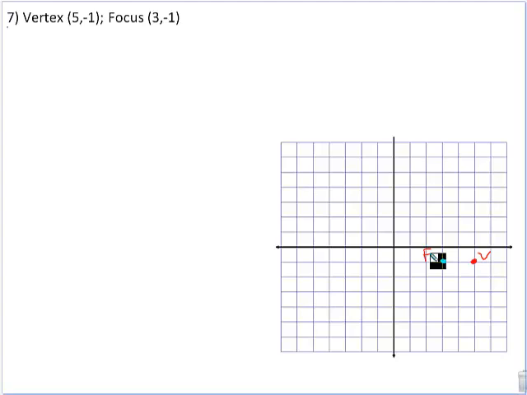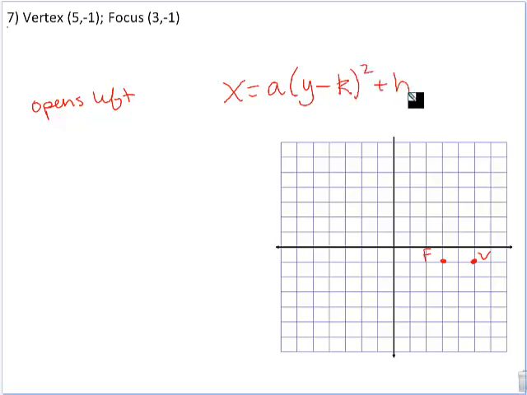Which way is it going to go? To the left. The focus has to be inside. The focus has to be inside of the parabola. So it's got to go this way. It's got to go left. So x would equal a times y minus k squared plus h.